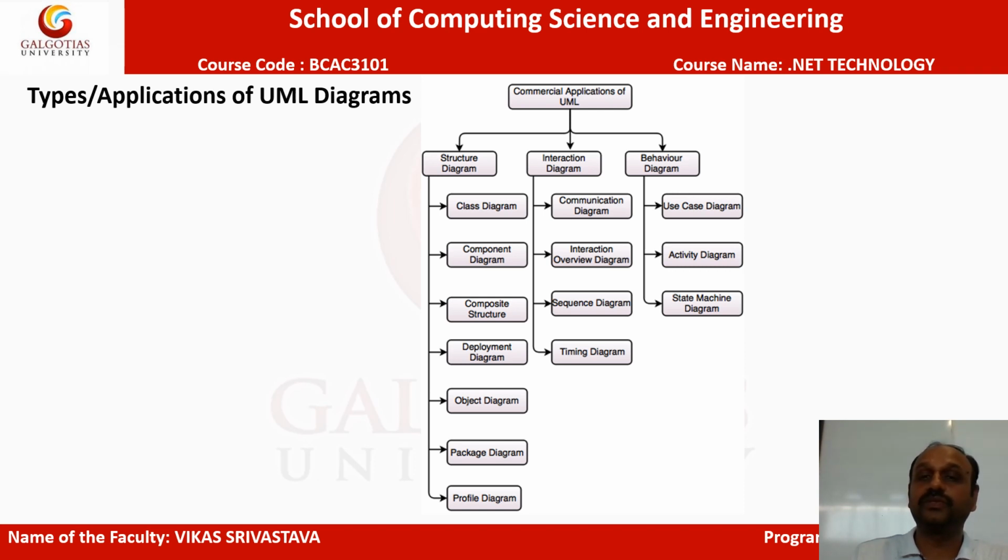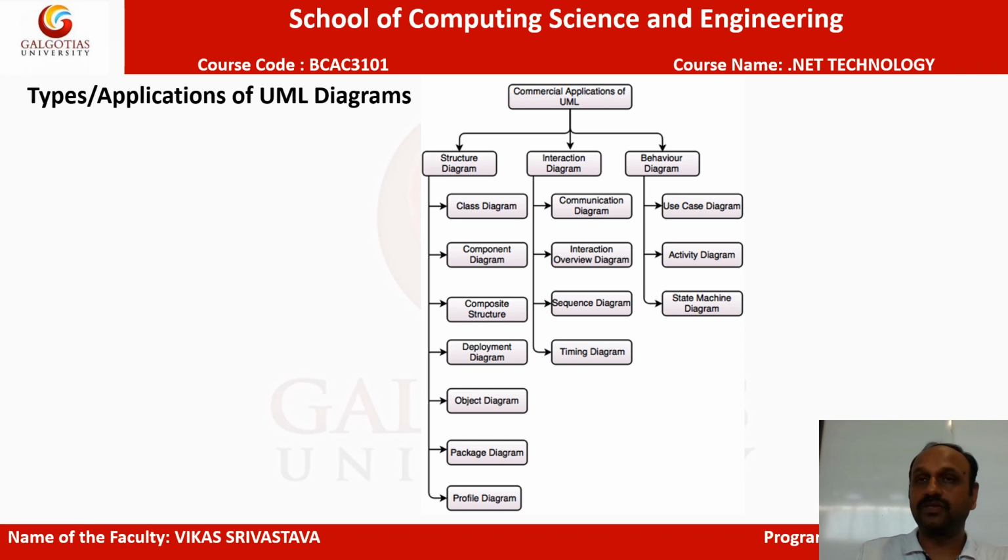With respect to the interaction diagram, it basically shows how each and every process is communicating. So you have the communication diagram, the interaction overview diagram, the sequence diagram and the timing diagram as well. And the behavior diagram involves the activity diagram, use case diagram and state machine diagram. All these diagrammatic approaches give us a robust scenario for system development and application development with the help of the object-oriented designing concept.